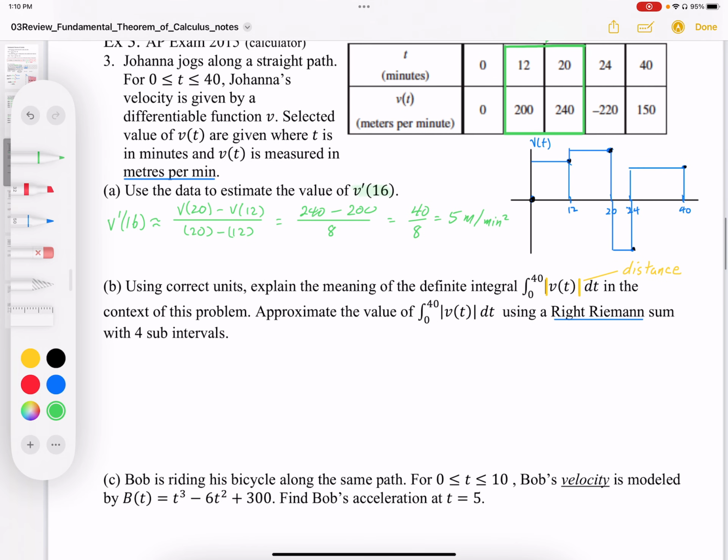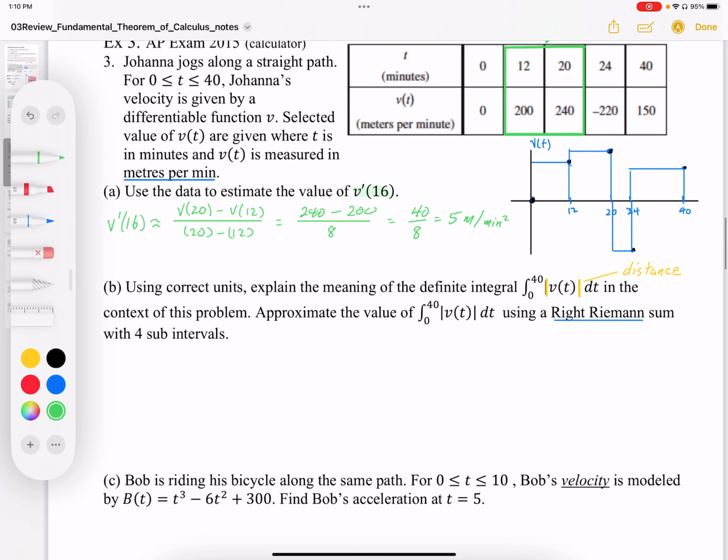Part B says, using correct units, explain the meaning of the definite integral from 0 to 40 of the absolute value of v dt. So when we take the area under the v graph, we're going to get the displacement. Normally, in this case, the displacement between 0 and 40. However, the absolute value means that we're going to take all the negative displacement and calculate it as positive. And that means that we're getting distance. So in the context of this problem, the absolute value makes the integral equal distance.